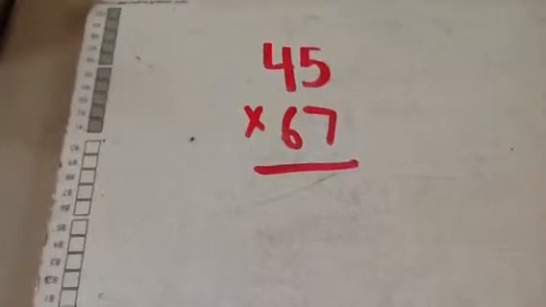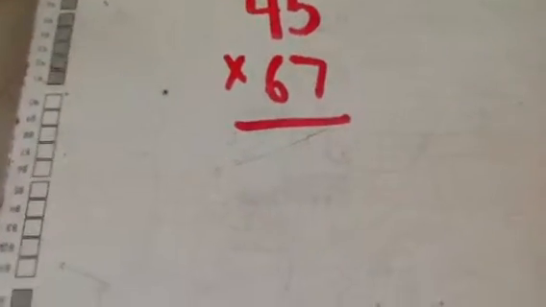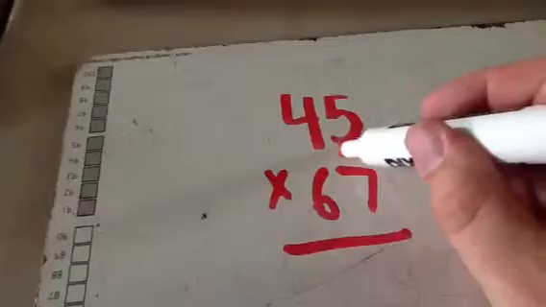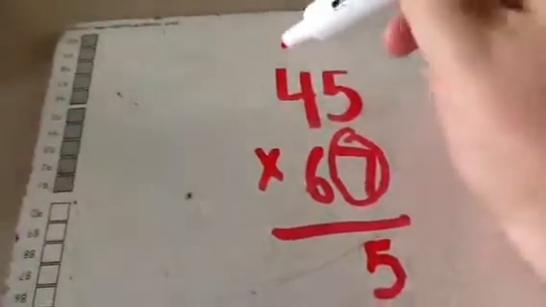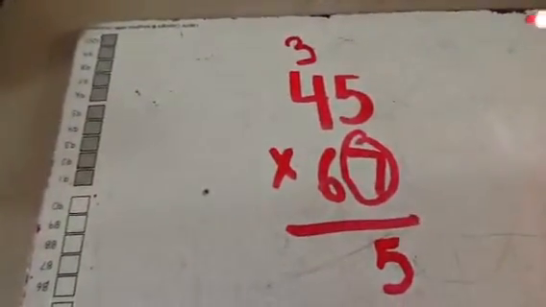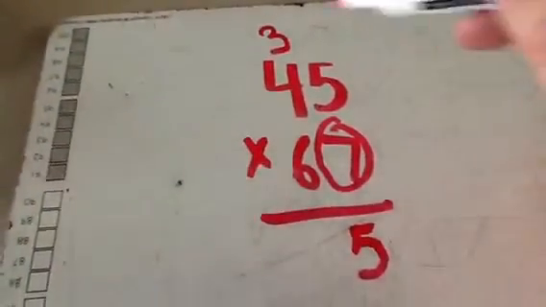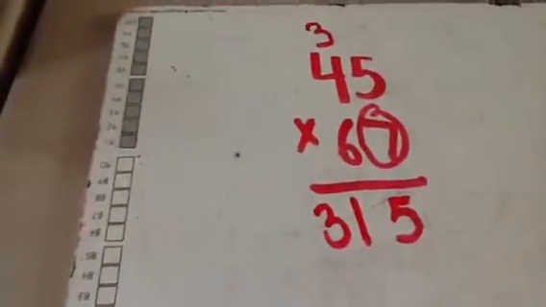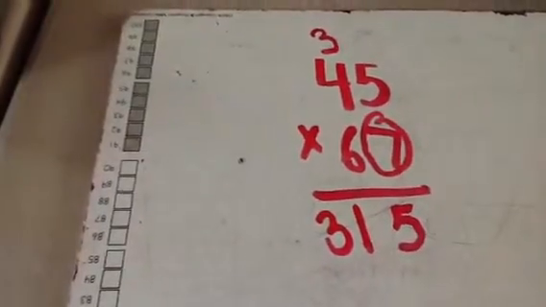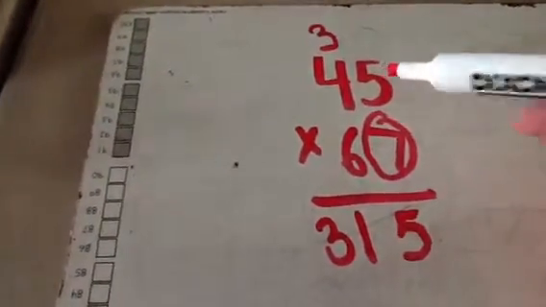And I'm going to do the standard algorithm first because that seems to be the place where we need the most help. So remember when you're doing your standard algorithm that you're starting with the ones place value. So we're going to start with the 7 and multiply the 7 by the 5 and the 7 by the 4. So 7 times 5 is 35. I'm going to write down my 5. I'm going to carry my 3 up to the top. I'm going to do 7 times 4 is 28 plus my 3 is 31. So that's my first step, is to multiply the ones by the ones.